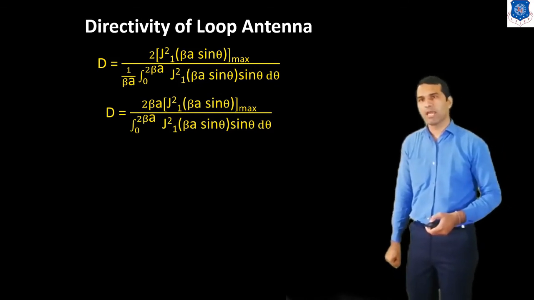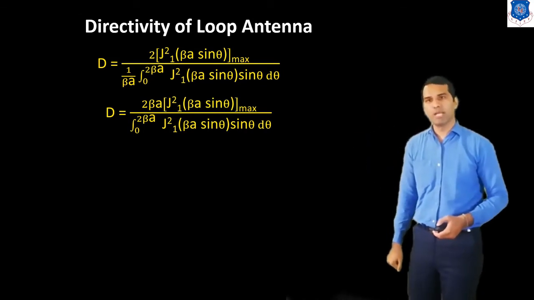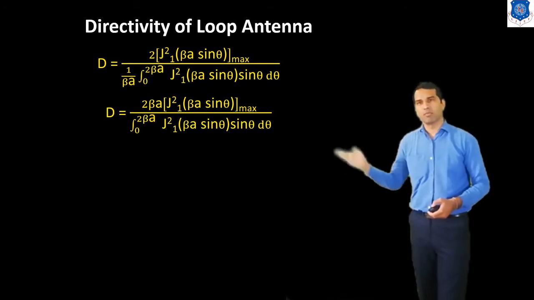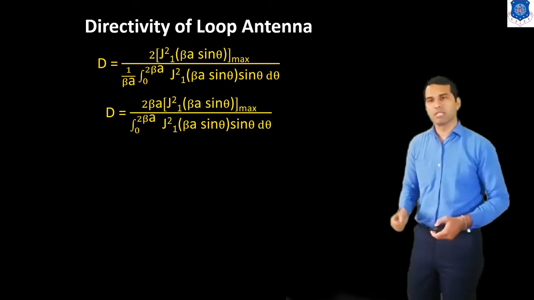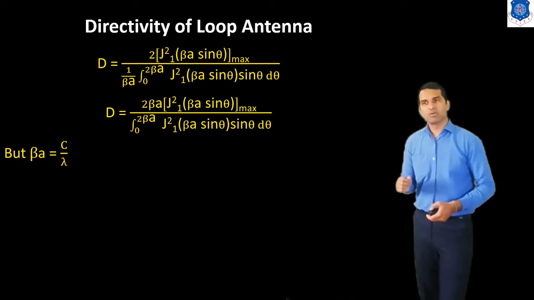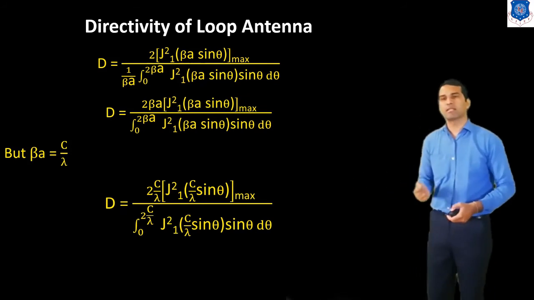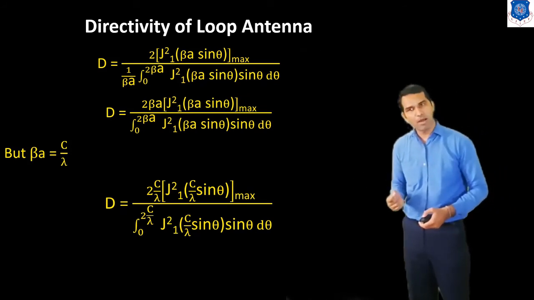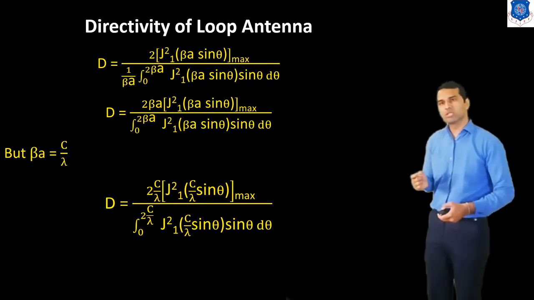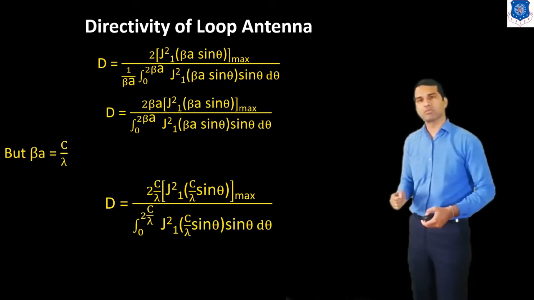So 1 upon beta a, we have taken in the numerator. So the equation becomes 2 beta a J1 square (beta a sin theta), and the integration remains the same, from 0 to 2 beta a of J1 square (beta a sin theta) into sin theta. But we know that beta a is equal to C by lambda. So in the equation, instead of beta a we can write D is equal to 2C by lambda J1 square (C by lambda sin theta), over the integral from 0 to 2C by lambda of J1 square, where instead of beta a we have put C by lambda sin theta, into sin theta d theta.